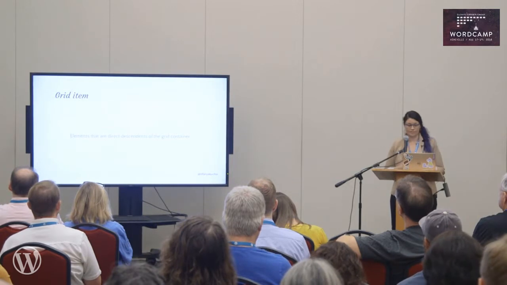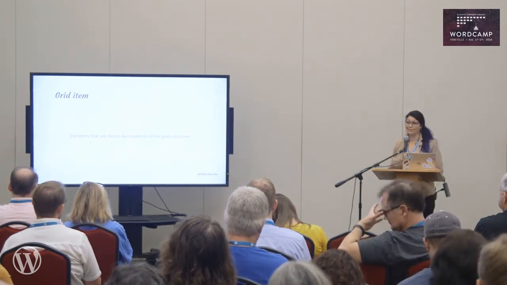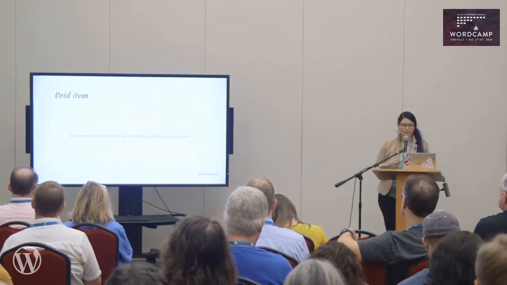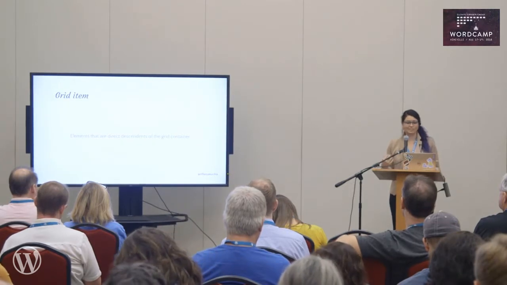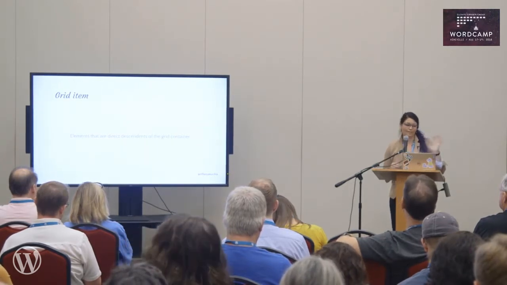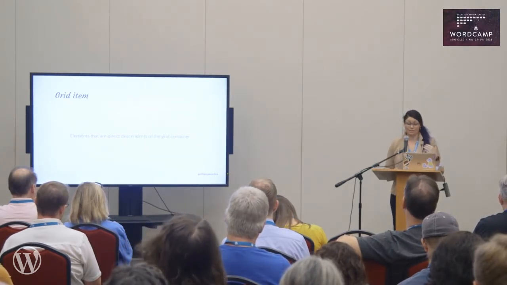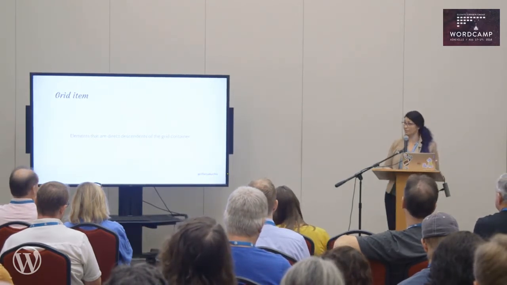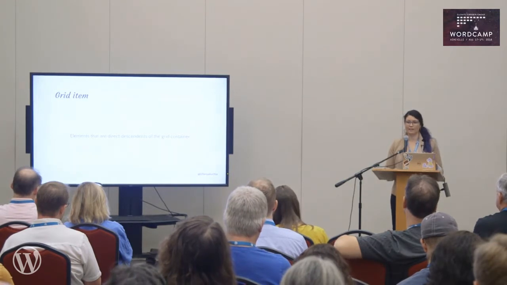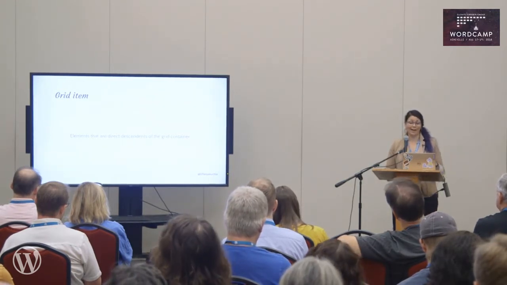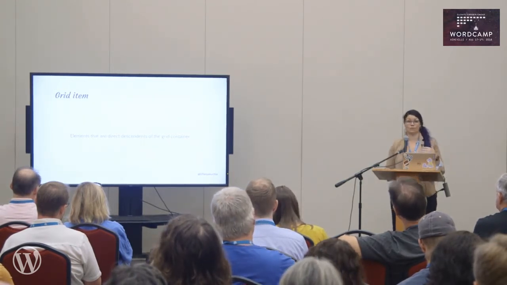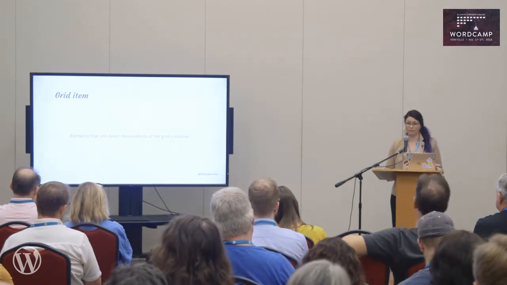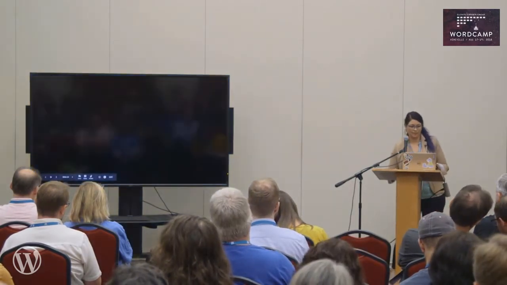Grid items, as we discussed a couple of minutes ago, are elements that are direct descendants of the Grid container. And again, this is kind of implicit. You don't have to say, oh, by the way, this is a Grid item. It will just know, which also means that you can target Grid items using nth child selectors, which again allows you to do even more without adding additional classes or otherwise identifying your elements using HTML that isn't necessary.